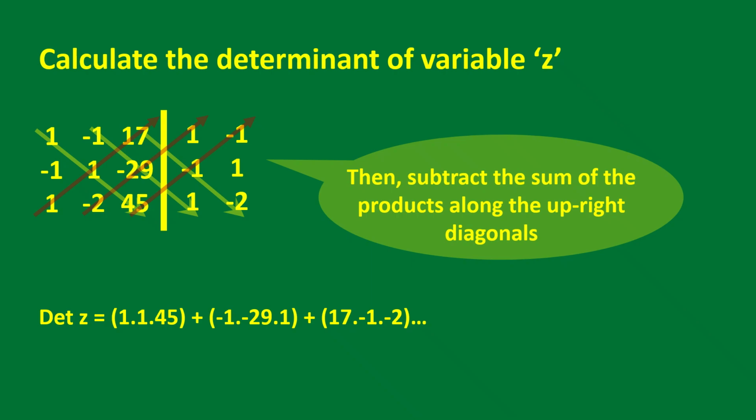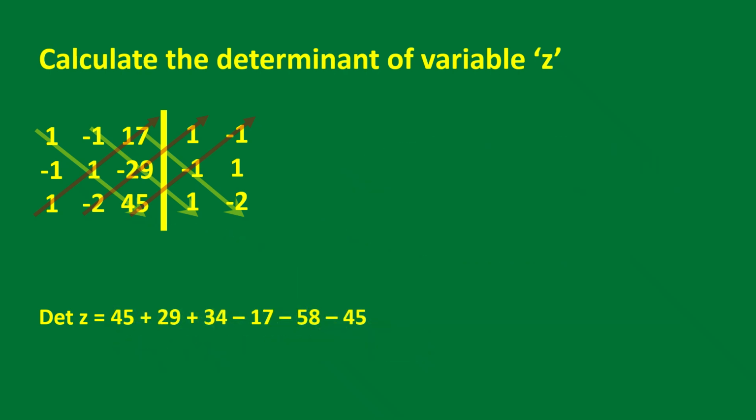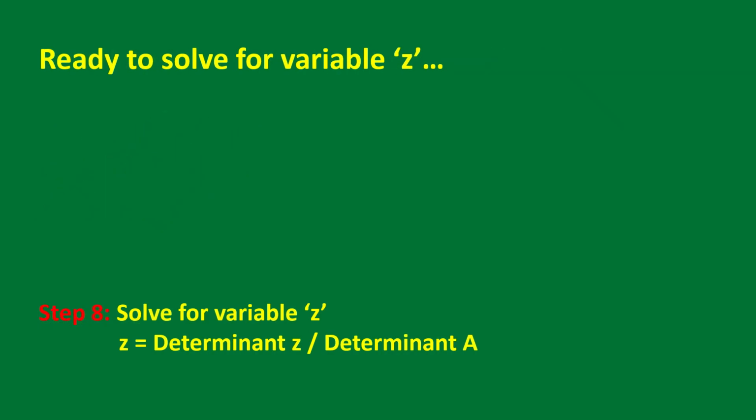Then we need to subtract the sum of the products along the upright diagonals as represented by the red arrows. And here are the numbers. Don't forget to put a minus sign before the opening bracket because it is a subtraction. There you go. We've got all the sums of the products of all the diagonals. And then we can calculate the determinant of variable z, which is minus 12. Now we are ready to solve for variable z.